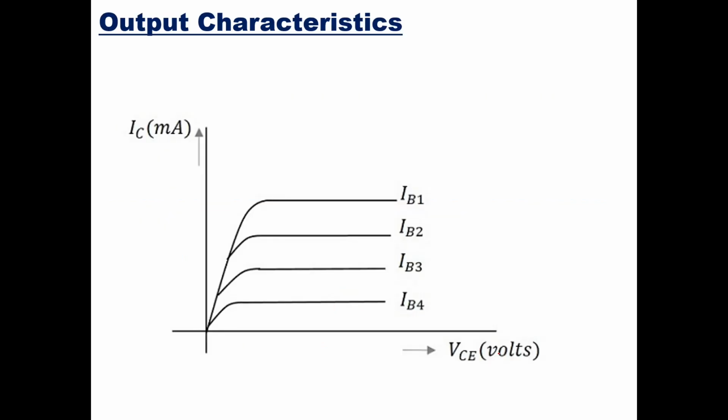Then we'll see the output characteristics of the transistor. This is the output characteristics of a BJT, what you have studied in semiconductor devices. You can take an NPN transistor here. This is a graph drawn between the voltage between collector and emitter, that is the output voltage VCE, versus the collector current IC.